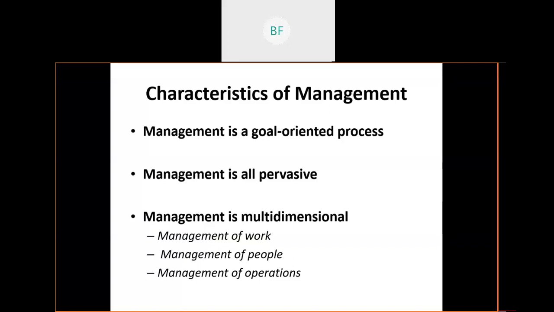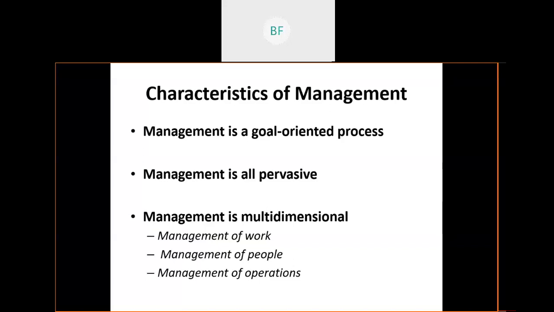Now the last one, talking about management of operations. No matter what the organization is all about, they require a production process, which entails the flow of input of raw materials and the technology for transforming this input into the desired output. They should know all these things, and this is interlinked with both the management of work and the people.